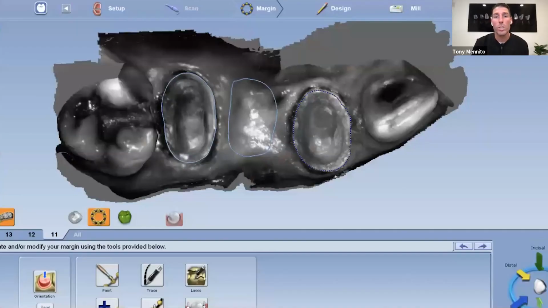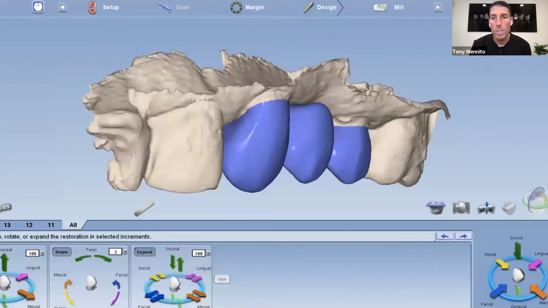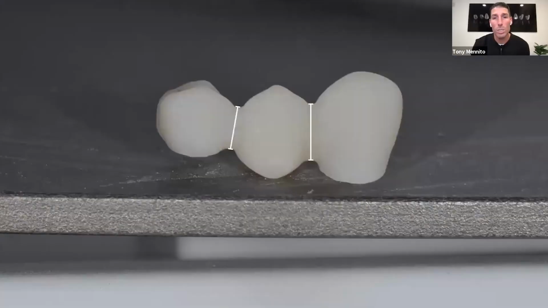And so we decided to do this case and put her in a long-term temporary. And this was old school CAD CAM technology here, where we prepped the teeth, we marked the margins. And here was our initial design for our PMMA. We milled that out.